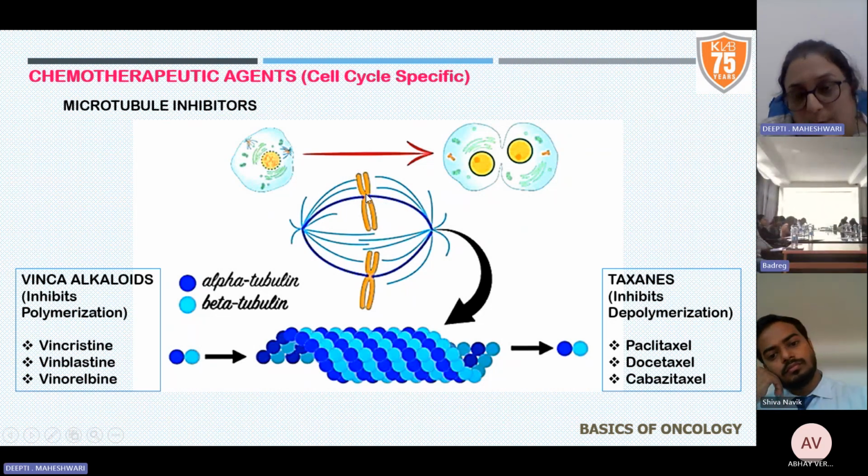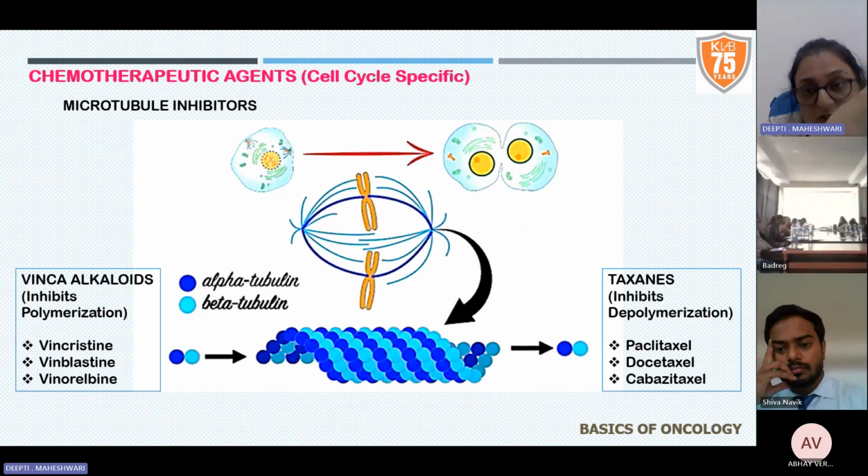But they have to be pulled back so that they come close to the centrosomes and two daughter cells can be formed. That procedure where the mitotic spindle's tension is released is called depolymerization. But there is a class of drugs called taxanes which do not allow the depolymerization to take place. Why? They will go and attach themselves to these mitotic spindles.